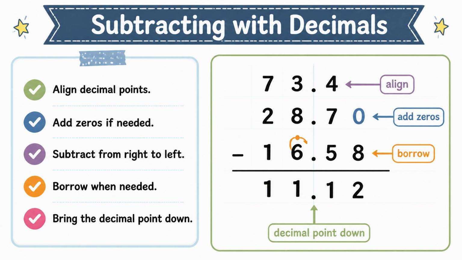Subtracting with decimals. Decimal subtraction may need borrowing. First, align the decimal points. Next, add zeros if needed, so both numbers have the same number of decimal places. Then subtract from right to left. If a digit is too small, borrow from the place to its left. Finally, bring the decimal point straight down. Decimal subtraction uses the same borrowing method as whole number subtraction.